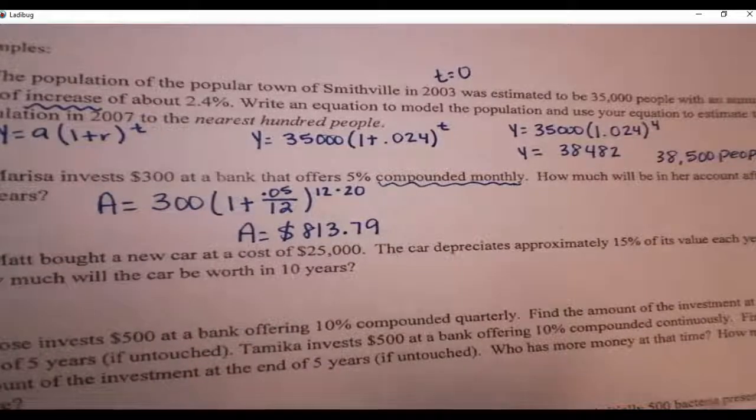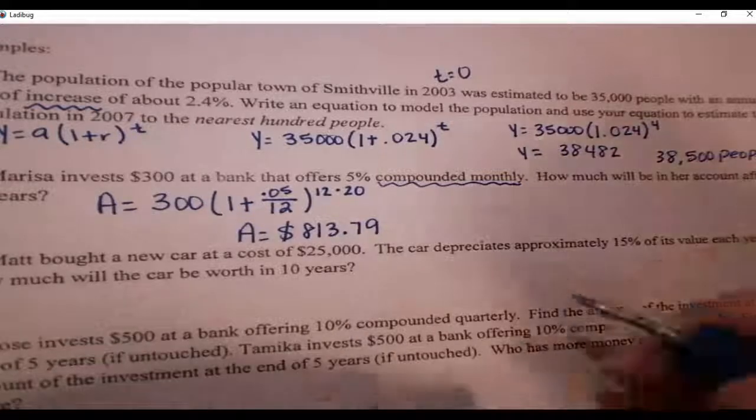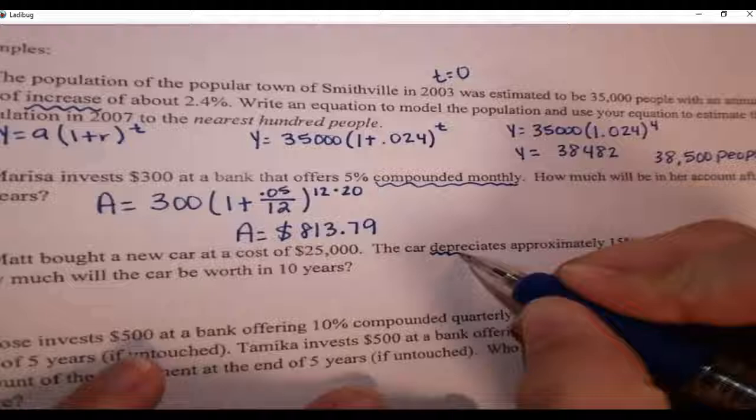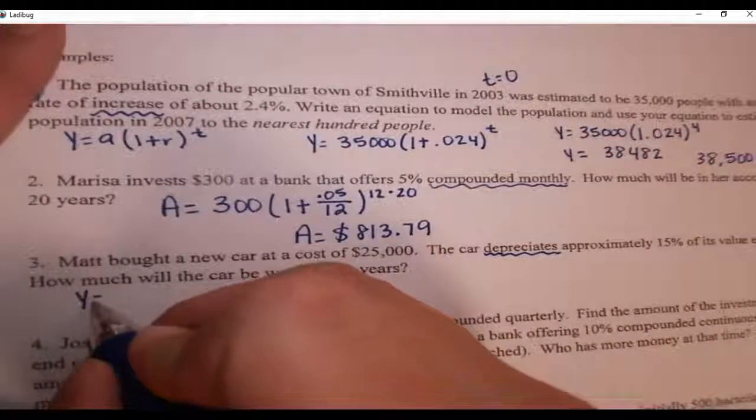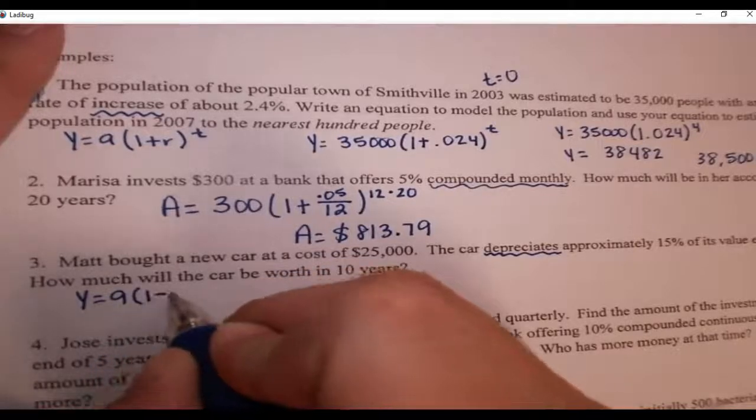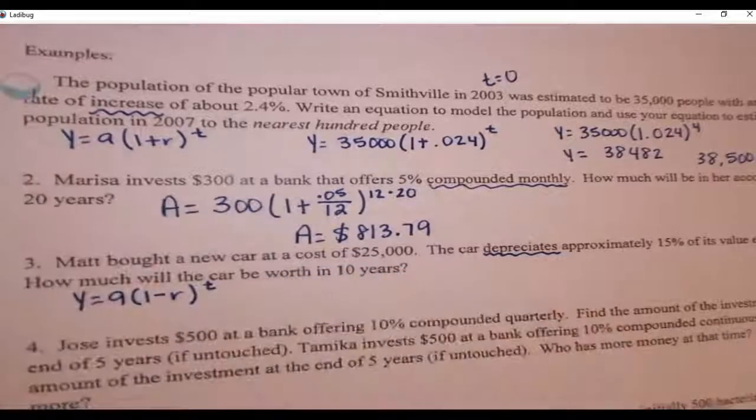Alright, so I got 3. 3 says Matt bought a new car at a cost of $25,000. The car depreciates approximately 15% of its value each year. How much will the car be worth in 10 years? So is this talking about something that's compounding over the years? No, it's just talking about it's depreciating. So is it growing or decaying? Decaying, good. So depreciates. So we want to say y equals a 1 minus r to the t.